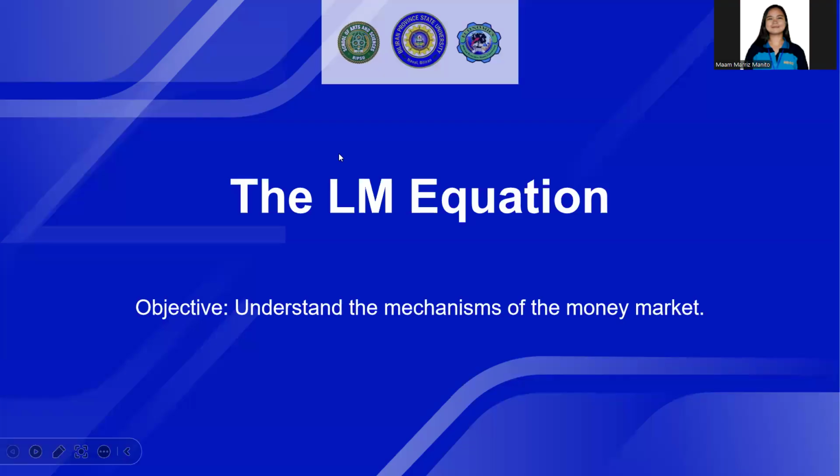Good day, students. For this week, we will be learning about the LM equation. This is in continuation of the ISLM model. And the objective for this discussion is for you to understand the mechanisms of the money market.